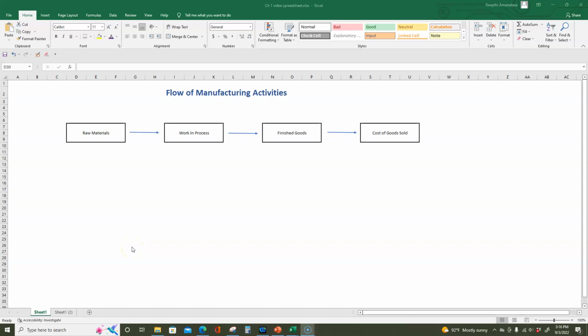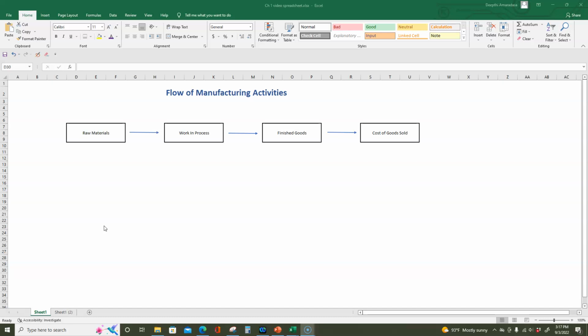In this video, we're going to look at the flow of manufacturing activities. For a manufacturer, they have three types of inventory. Since they make their own products, their process starts with buying raw materials. These are the components that go into manufacturing the product.